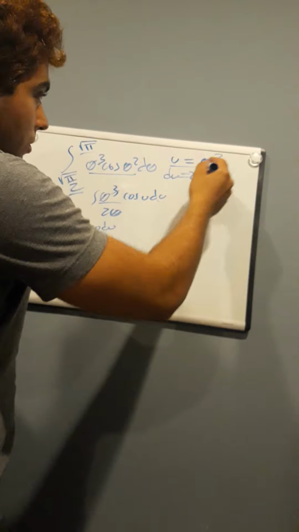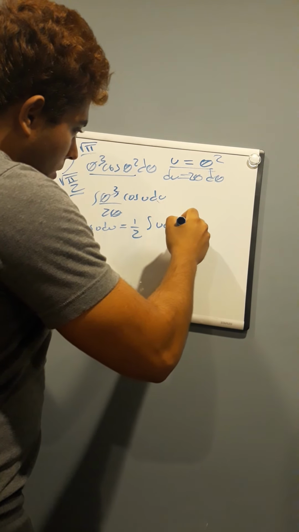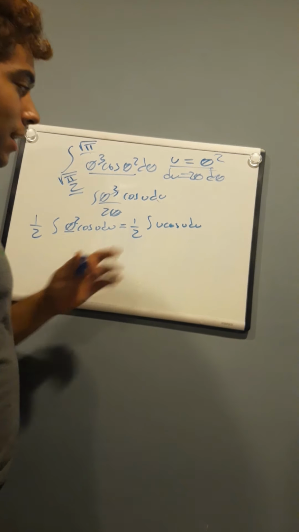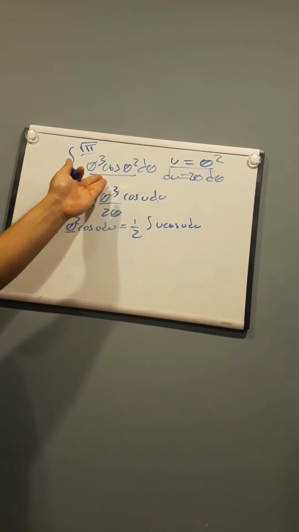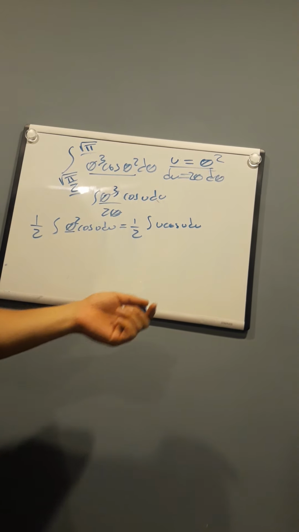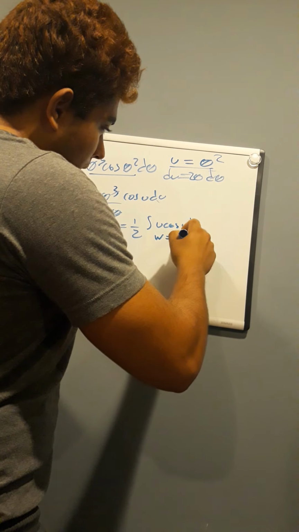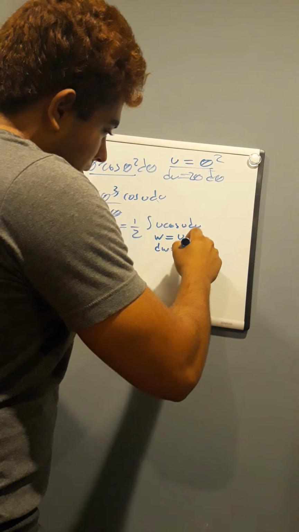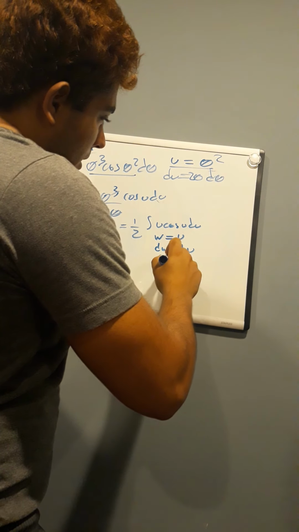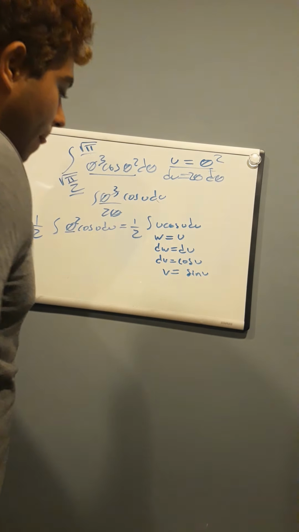We're in terms of u, so these can be converted into the respective variable we want. Thus, 1/2 u cosine u du. This is much easier to work with than doing integration by parts 50 bajillion times. I'm exaggerating, but it's still there, right? So now I'm going to just say w is equal to u, so dw is equal to du. dv is equal to cosine of u, and hence v is equal to sine of u, right?